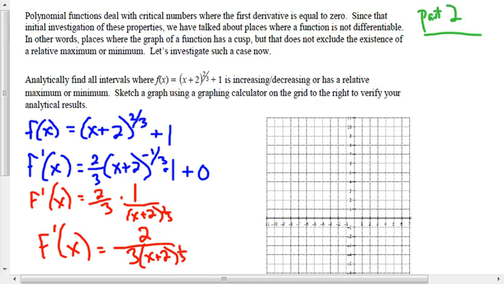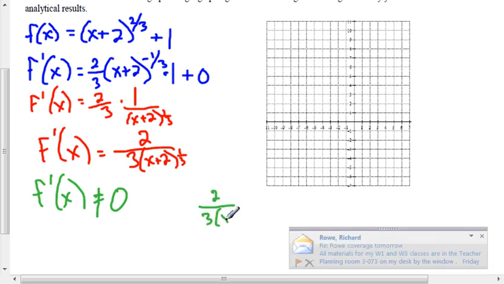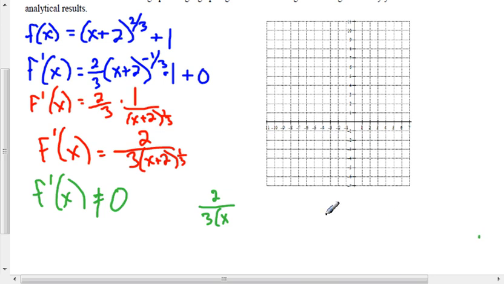Let me actually show you why it can't equal 0. If I come over here and put all this stuff here, (x + 2)^(1/3) equals 0. How do I get rid of this fraction? I multiply both sides by that. So when I multiply the 0 by that, it goes to 0. So it's really saying where's 2 equals 0, and that never happens.